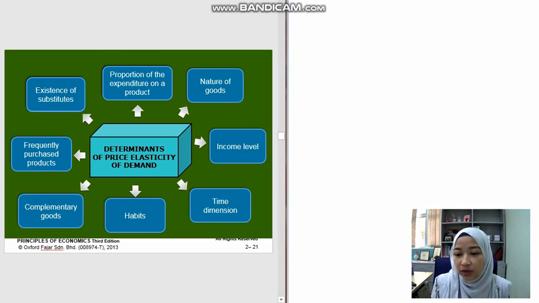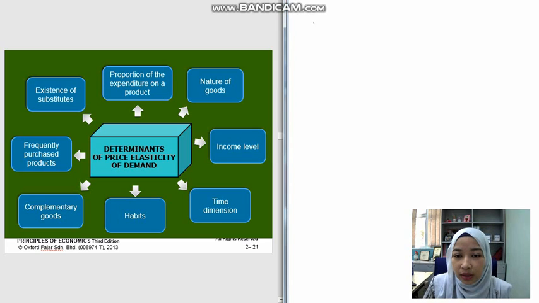So even if the price of ink becomes more expensive, you still need to buy. So for this kind of product, complementary products, demand will be inelastic. Demand for complementary products will be inelastic.